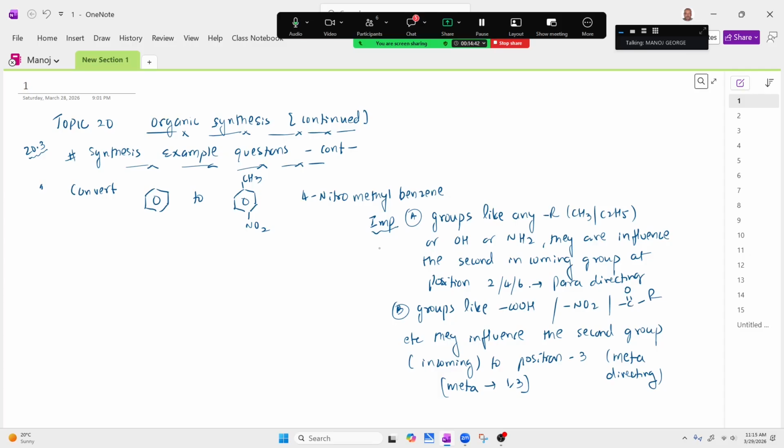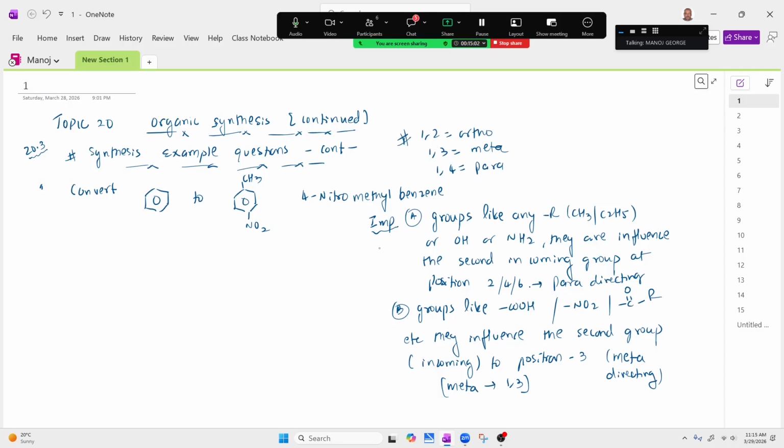Okay, maybe if you want, just make a note. If it's 1 and 2, we call it ortho. If position 1 and 3, we call it meta. And if it's position 1 and 4, we call it para. Okay, so these are some additional information which you'll find very useful.